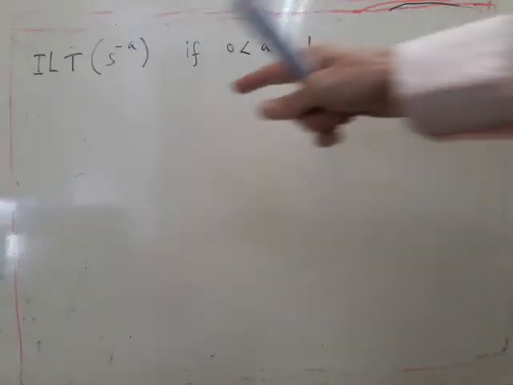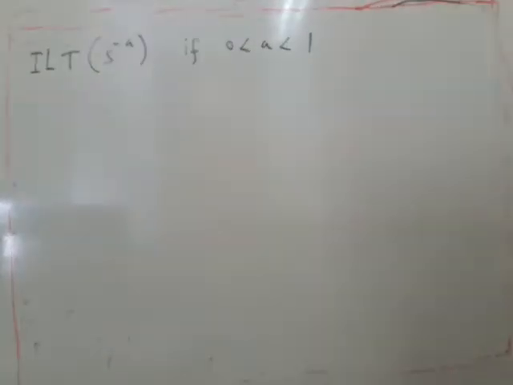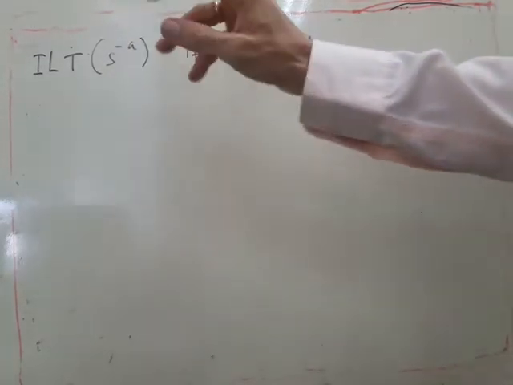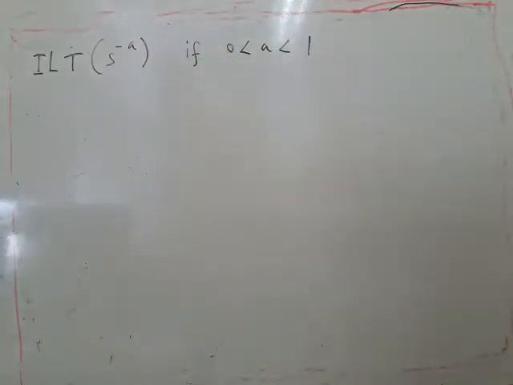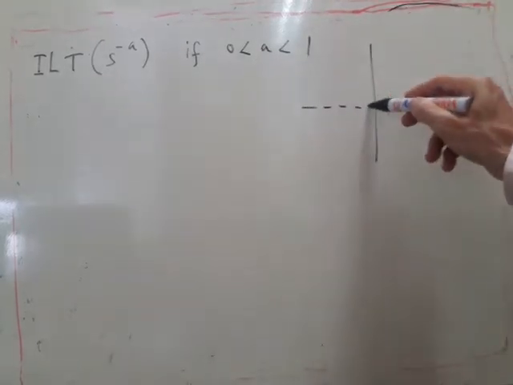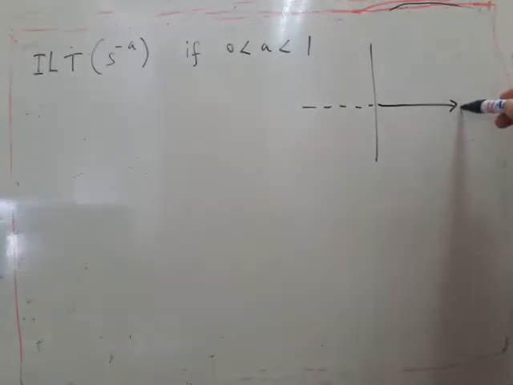So in this example, we want to find the inverse Laplace transform of s to the minus a, where a is not an integer and it lies between 0 and 1. So that means we've got a branch cut and a branch point. So a branch cut with a branch point at the origin. So we choose the branch cut to lie along the negative real axis.